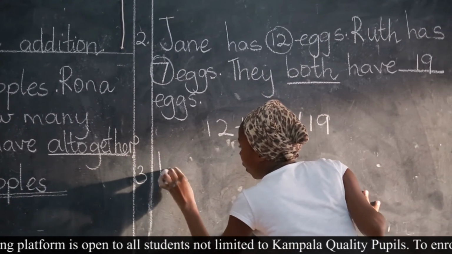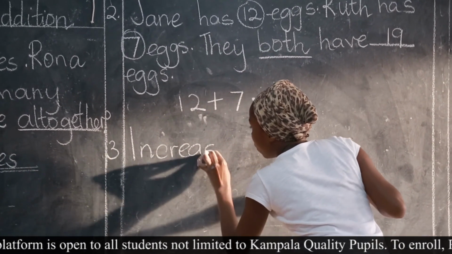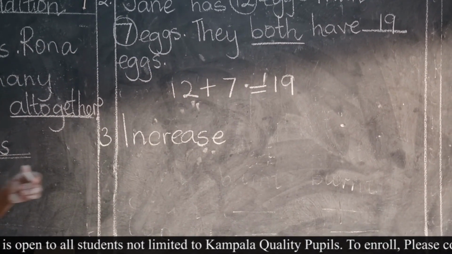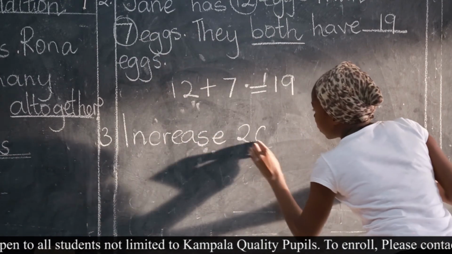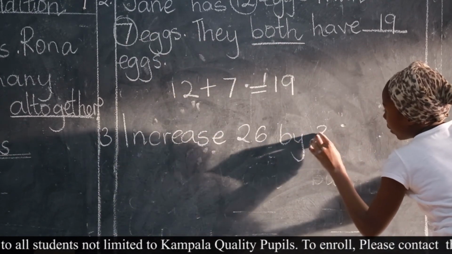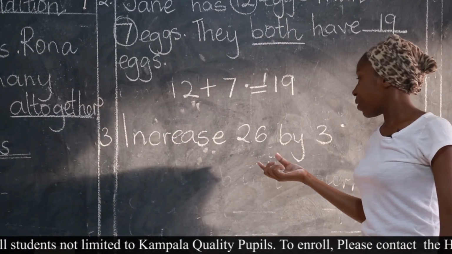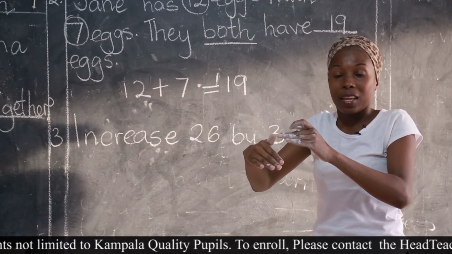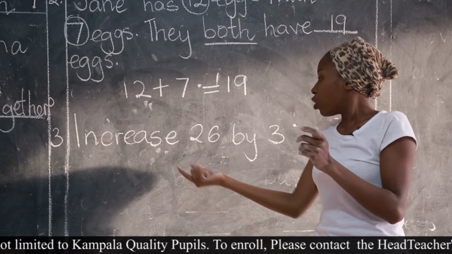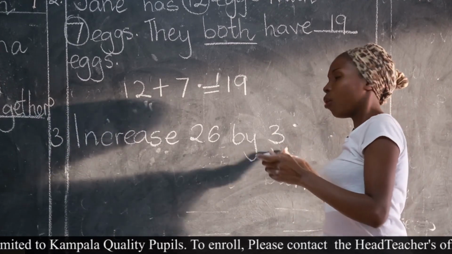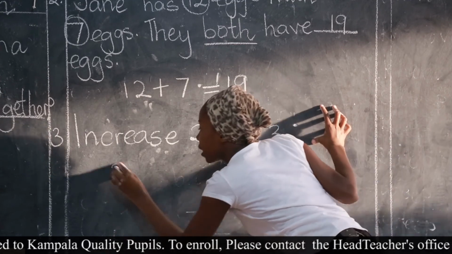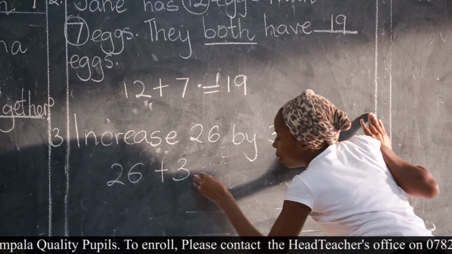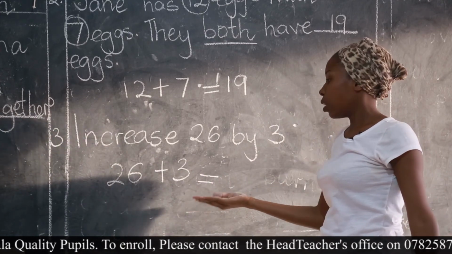Increase 26 by 3. Increase 26 by 3. The word increase should not confuse you. It's like add. Yes, add more on what you have. So on the 26 you have, please add more 3. So you have your 26 and add more 3. 26 plus 3, what is that?